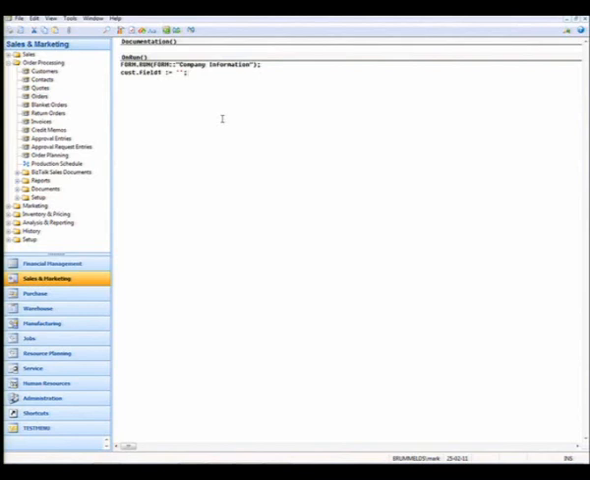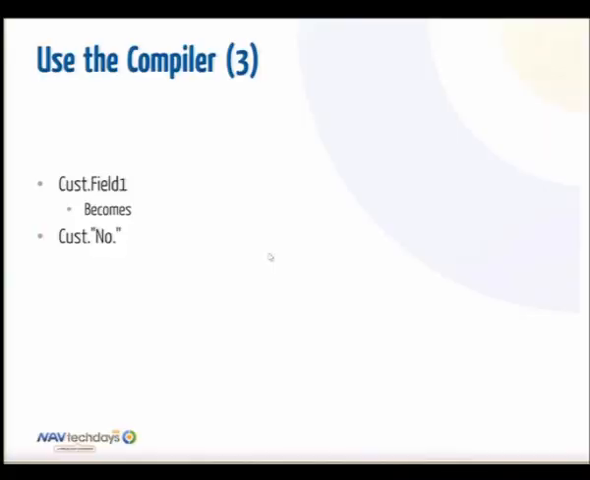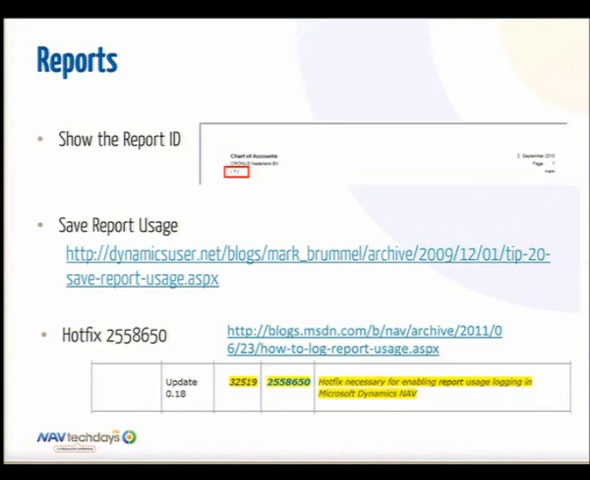A lot of field numbers are the same in NAV, so if you're working with the product for a few years, you probably end up knowing all the field numbers by heart. Or at least I do. You can play field number bingo if you want.